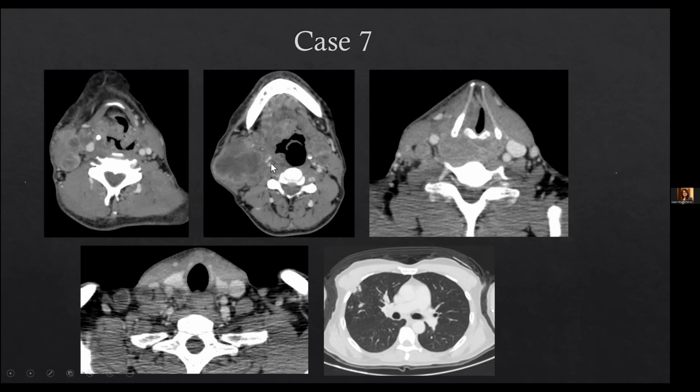The common carotid is also closely abutted by the nodal mass, but there is no more than 180-degree encasement. On the lower level also, we are identifying level 3, level 4 nodes and supraclavicular nodes also. So it's a very extensive nodal disease, and by the time the patient presents to us, the patient already has metastasis in the lung. So this is a very extensive disease, and the patient has to go for palliative management.